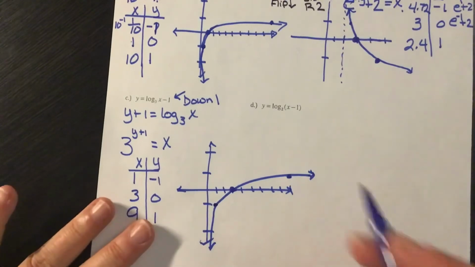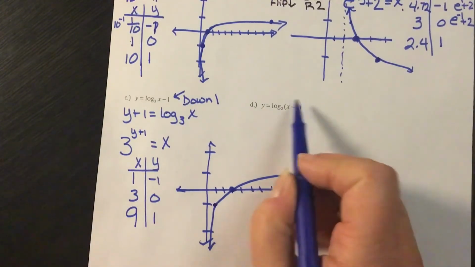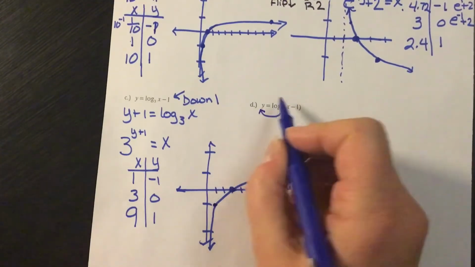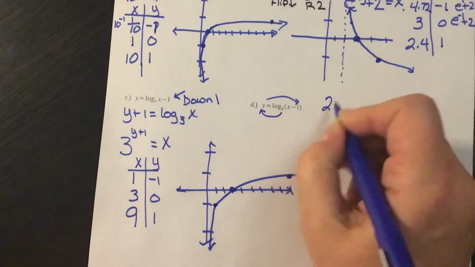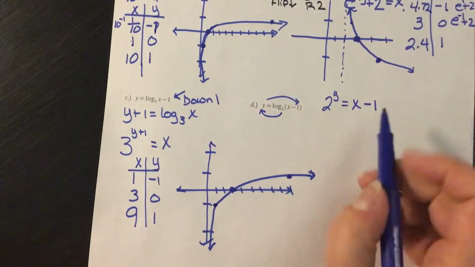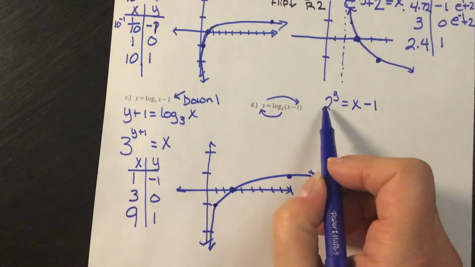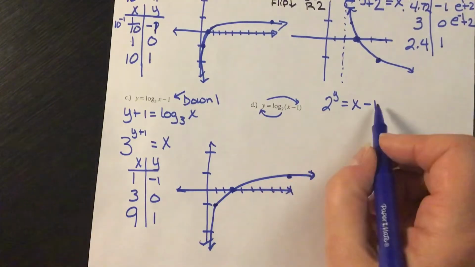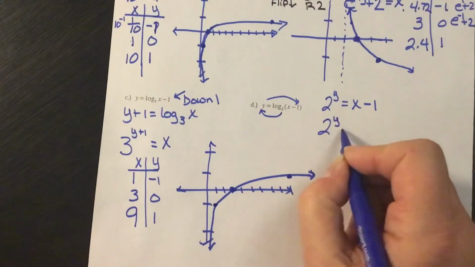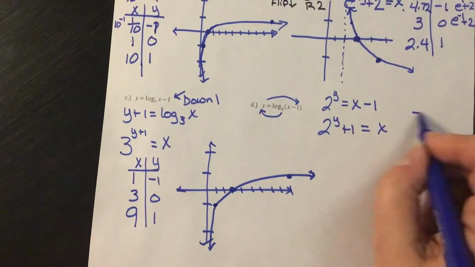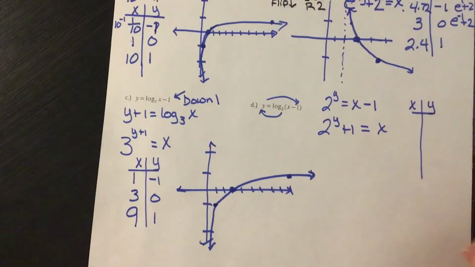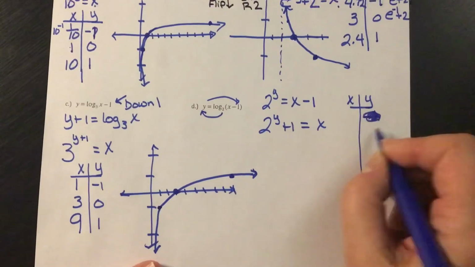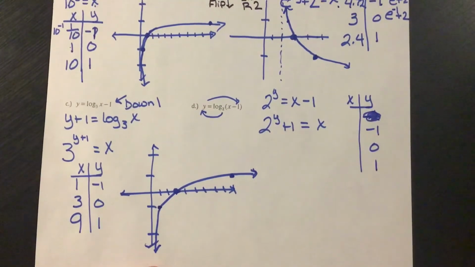Okay, last one. My x is grouped together with this minus 1, so I'm not going to separate it. I have 2 to the y power equals x minus 1. Okay, now I'm going to move this over. And if we think about this, this should be a shift to the right 1 unit. Okay, so I'm going to add 1, 2 to the y plus 1 equals x. So now I'll make my table of x and y values. Negative 1, 0, and positive 1.